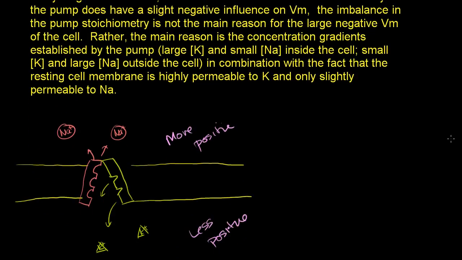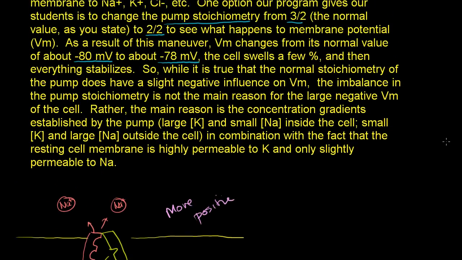So what he's saying is, if you change this from 3 and 2, 3 sodiums for every 2 potassiums that get pumped in, if you change that to 2 to 2, it actually doesn't change the potential that much. You still have a more positive environment outside than you have inside. So that leads to the question, then why do we have the potential if the stoichiometry, if this ratio, is not the main cause? And so it says it changes a little bit. The potential difference becomes a little bit less. The cell swells a few percentage, and then everything stabilizes.